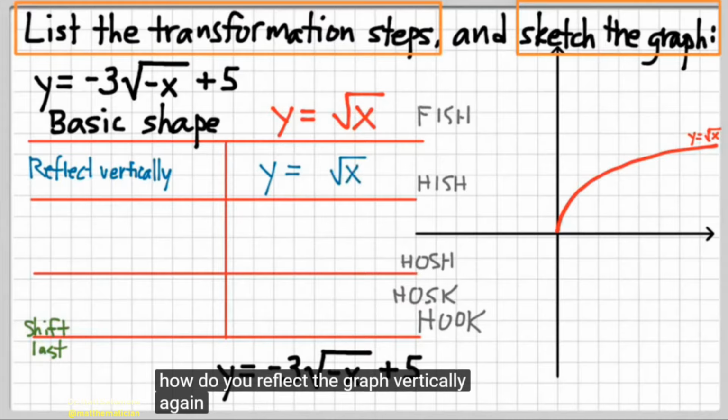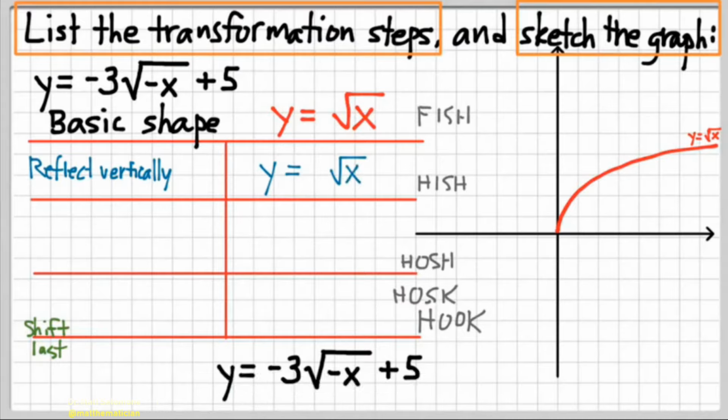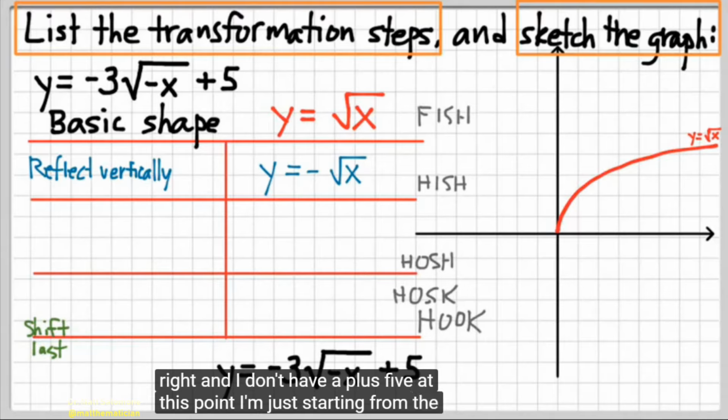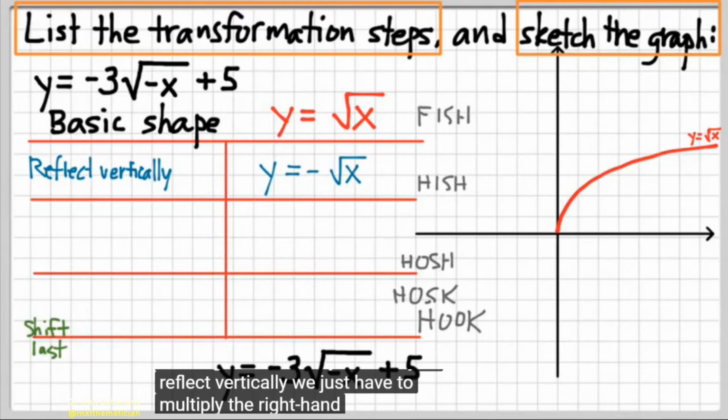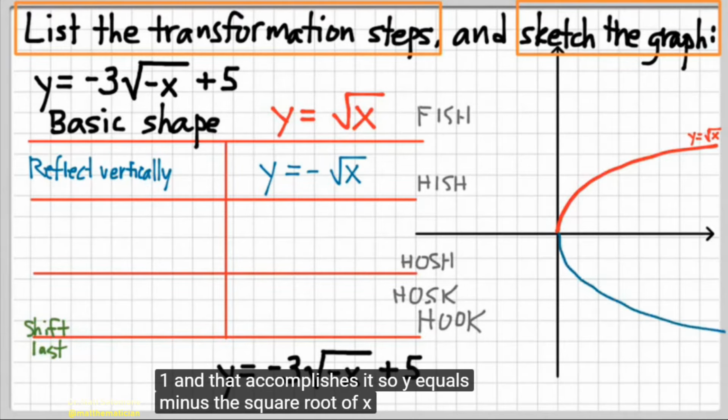How do you reflect the graph vertically again? Negative square root of x plus 5. Right, and I don't have a plus 5 at this point. I'm just starting over, basically. So if we just reflect vertically, we just have to multiply the right-hand side by -1, and that accomplishes it. So y equals minus the square root of x. That's going to take us to here.